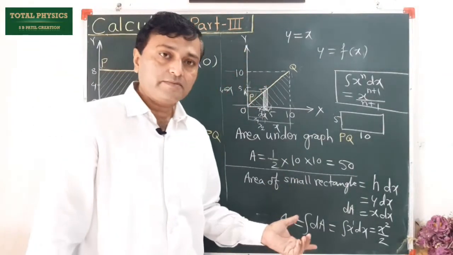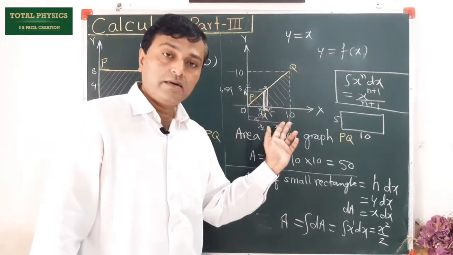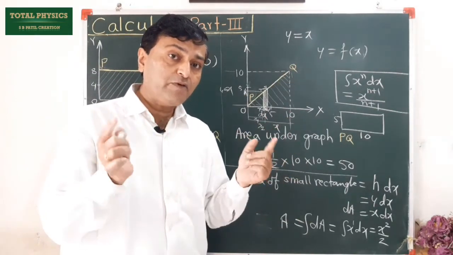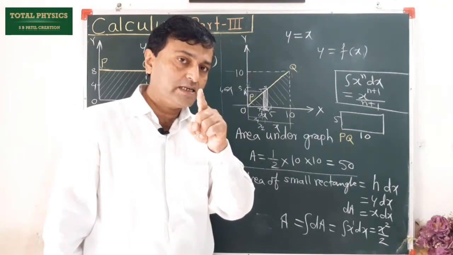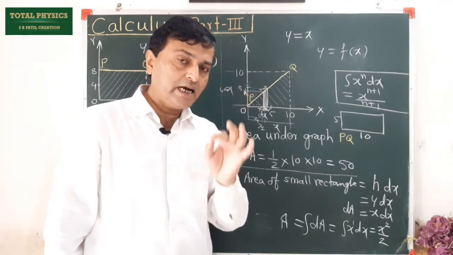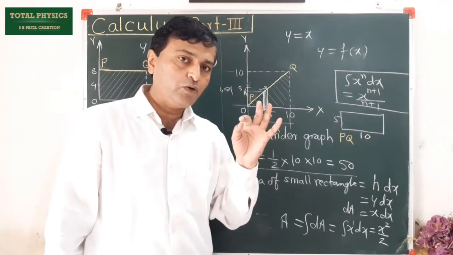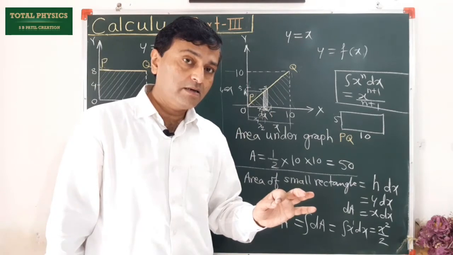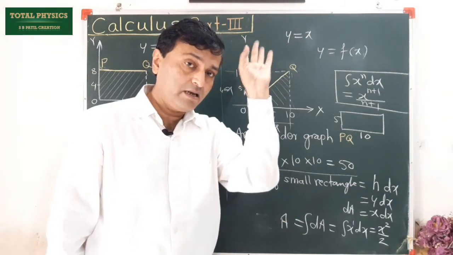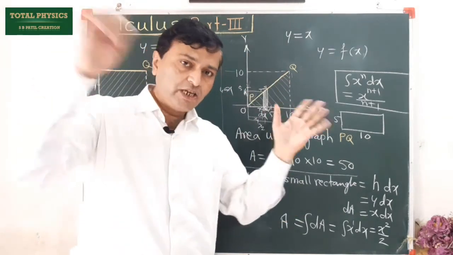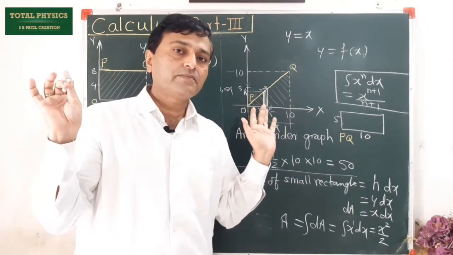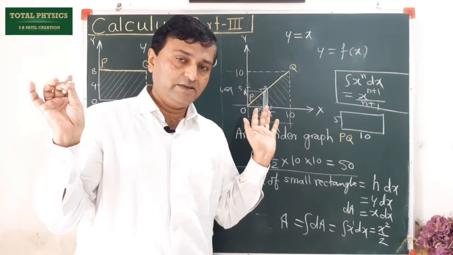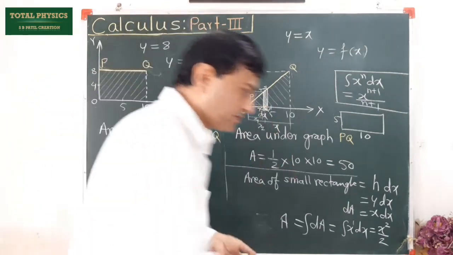Means you can say any area can be converted into a rectangle by using integration. This is the core of integration. Any area is converted into a rectangle. Any area, circle, triangle, any shape can be converted into a rectangle. That is the result of integration. Okay.